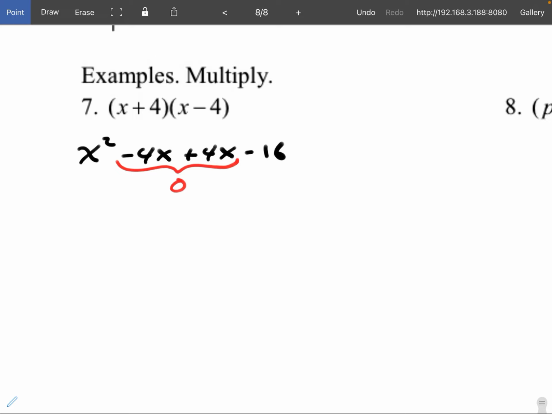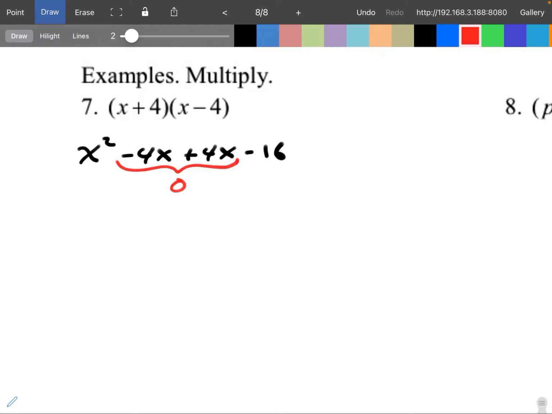Are they going to cancel out every time? Yep. As long as it's two binomials that are identical, and one has a plus in the middle and the other has a minus in the middle. So the final answer is just x squared minus 16.